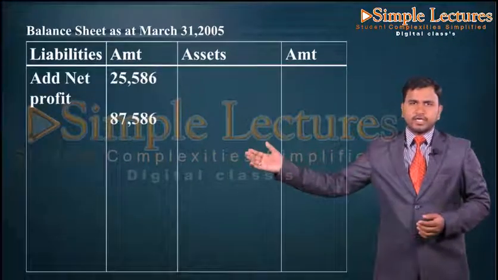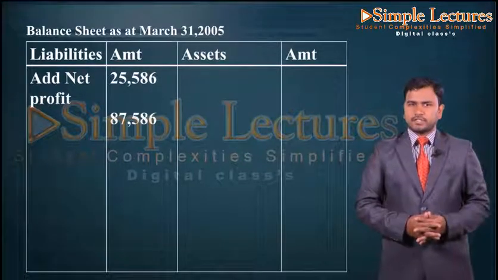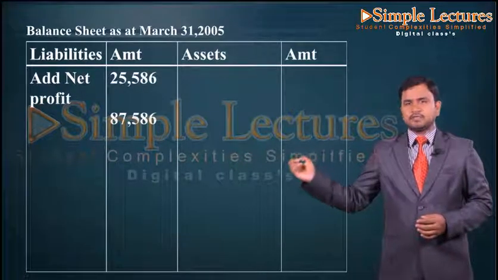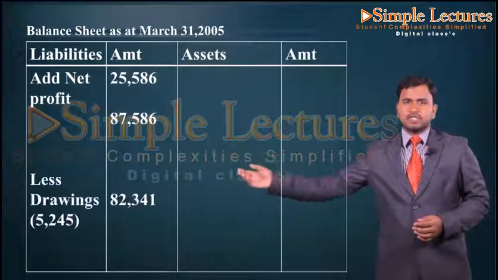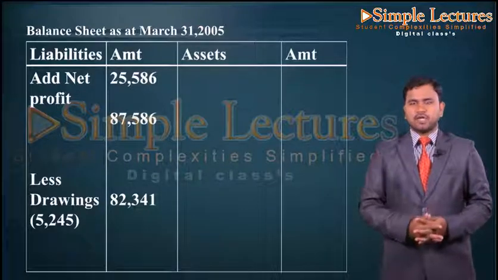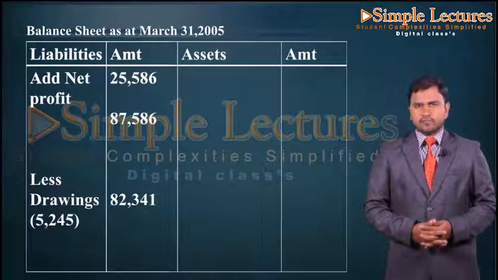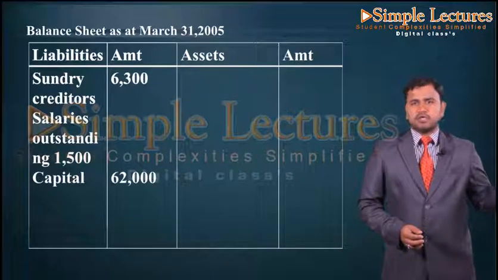To that we have to add net profit. Add net profit 25,586. Then the total will be 87,586. Then from this we have to deduct the drawings, less drawings 5,245. Then to the outer column 82,341. After recording the entries in the liabilities side, we have to come to the asset side.